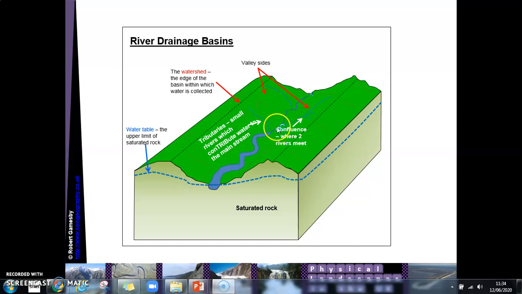We've also got a confluence. So where two rivers meet, it doesn't matter what size the river is. It could be two big rivers, two small rivers. It's called a confluence. So that's where two things meet, or two rivers meet.